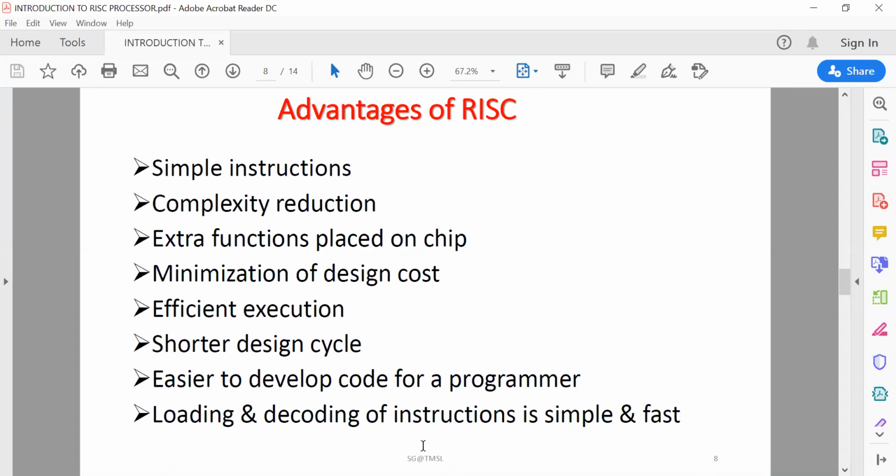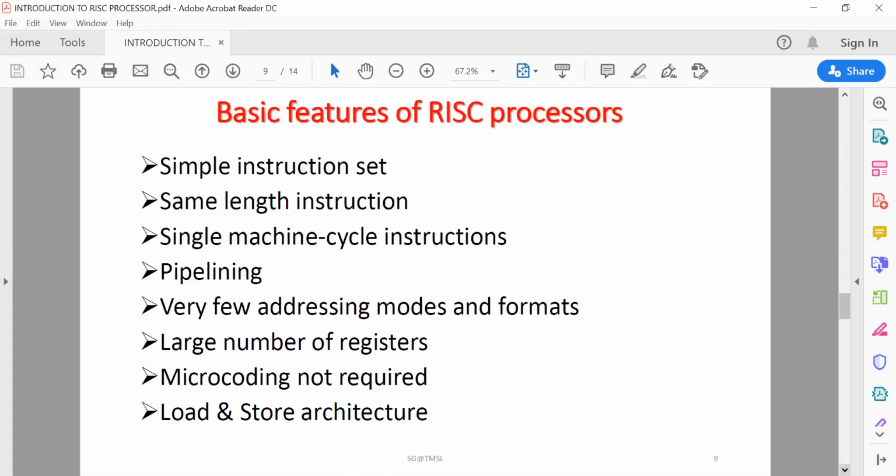Decoding is simplified as the opcode and address fields are located in the same position for all instructions. So these are the advantages of RISC processors. Then some basic features of RISC processors: it has a simple instruction set. In a RISC machine, the instruction set contains simple basic instructions from which more complex instructions can be composed. Thus instructions with less latency are preferred in this case.